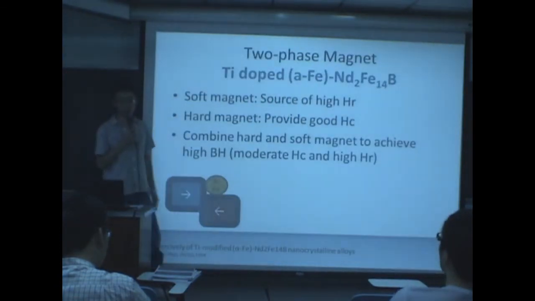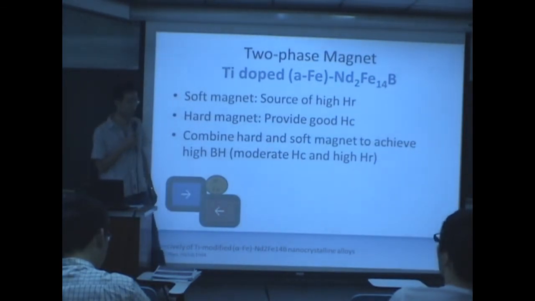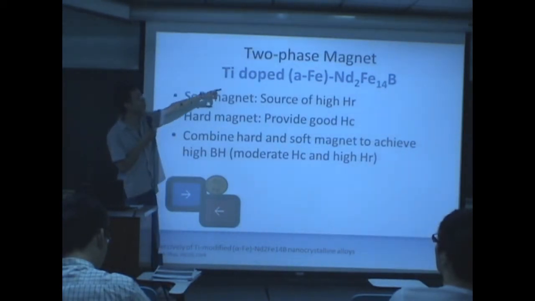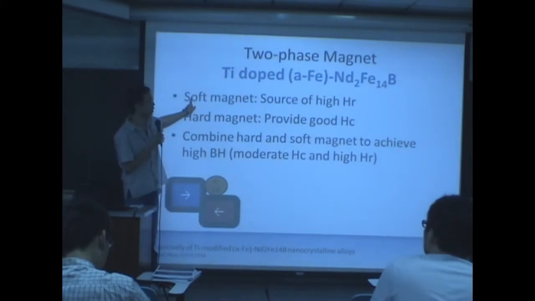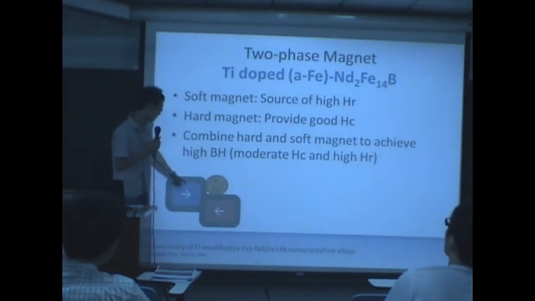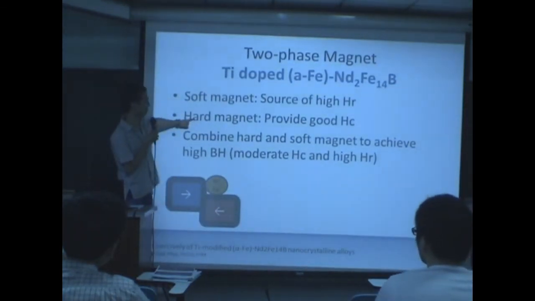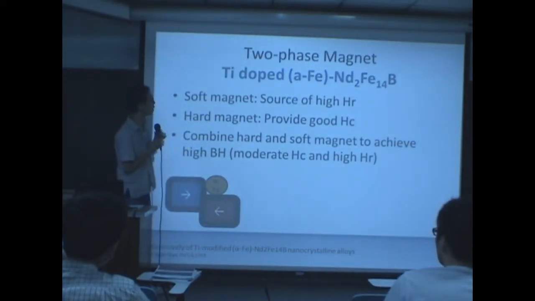Now I would like to use a brief experiment to show the notions I mentioned before. In this experiment, we use a two-phase magnet. One phase is the ferrite phase. It is a soft magnet which provides high remanence. And the second phase is the neo phase, and it provides good coercivity. So we can combine both of them to have higher energy product.